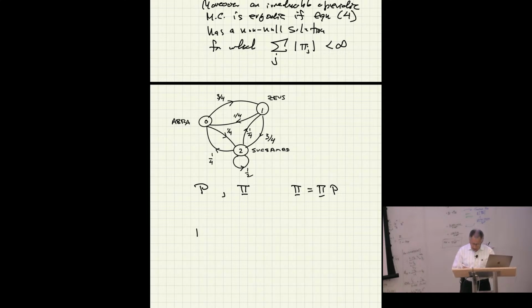So in the example, what is capital P? What's the probability of going from state 0 to state 0? 0. What's the probability going from state 0 to state 1? 3/4. And from state 0 to state 2 is 1/4. Probability going from state 1 to state 0 is 1/4, looking at the diagram. From state 1 to state 1 is 0. From state 1 to state 2 is 3/4. And 1/4 from 2 to 1, and 2 to 2 is 1/2.